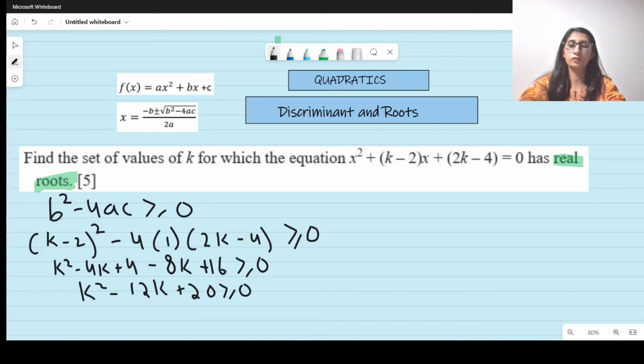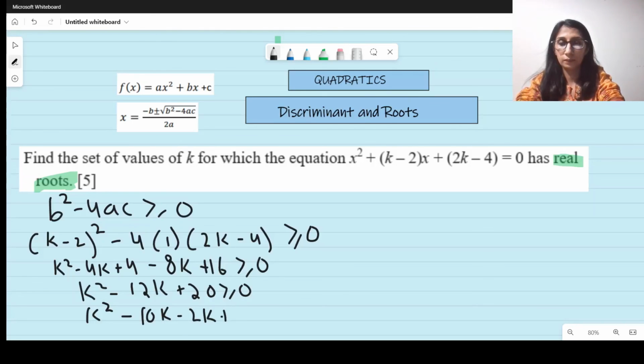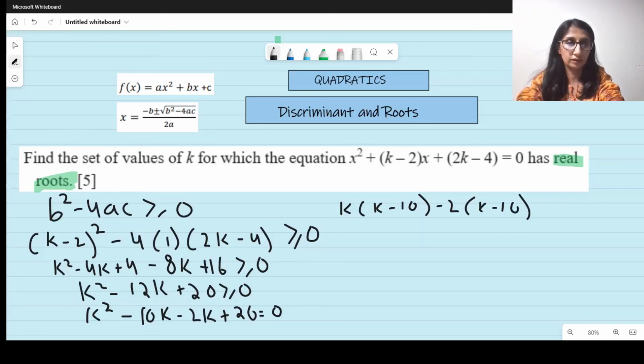I'll first just solve this quadratic equation, ignoring the inequality. So the factors will be k² − 10k − 2k + 20. Let's equate it to 0 for now. So k is common, k − 10, −2 is common, k − 10 = 0. So (k − 2)(k − 10) = 0. So k = 2 and k = 10.